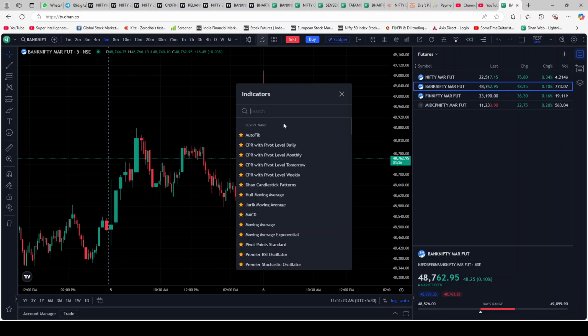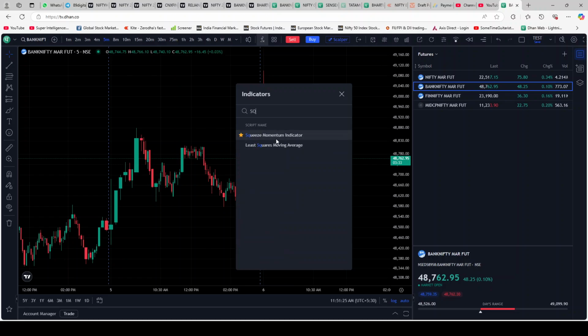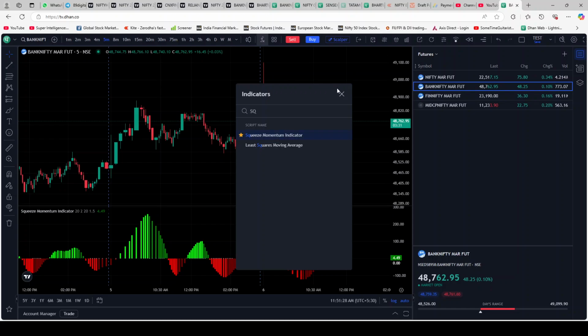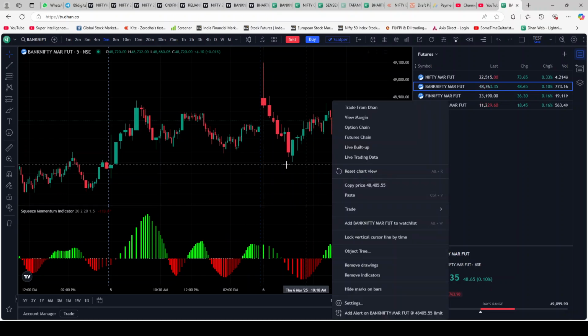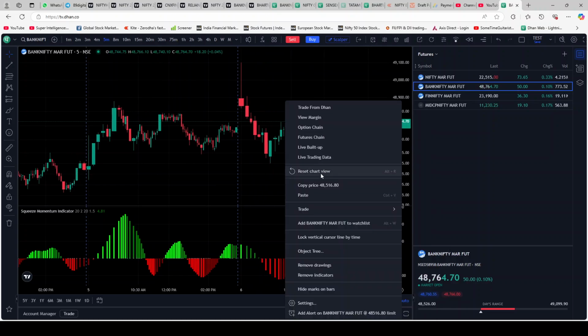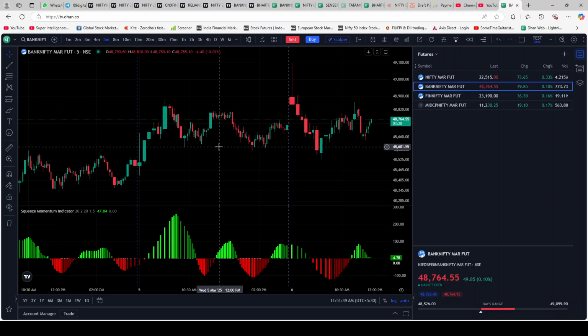So the next indicator is the squeeze momentum indicator. All right, it's a bottom kind of an indicator, like an oscillator. There are a lot of indicators available like this, but it's good to see that Dhan is coming up with more creative features and trying to help its traders in whatever means possible. I think Dhan is an innovative platform and they listen to customer feedback and they work on it.